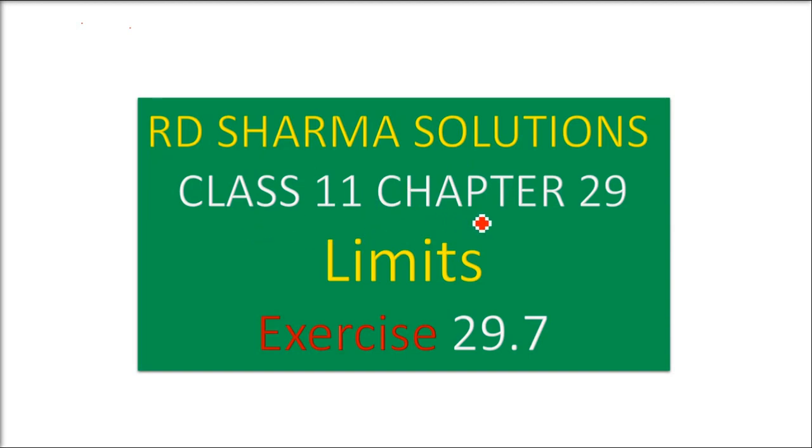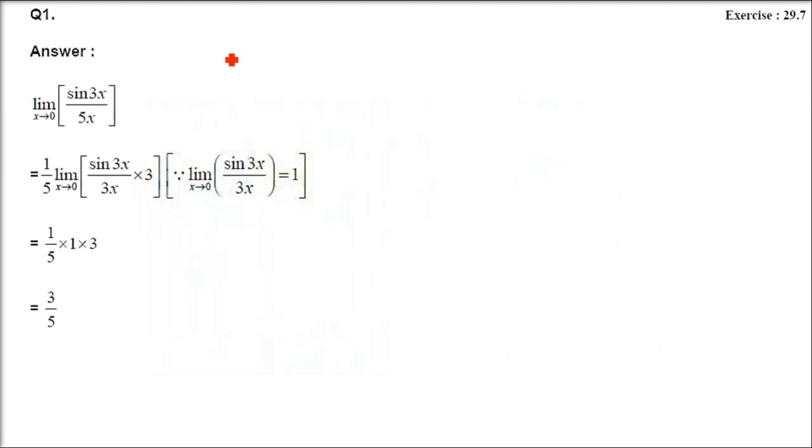This is R.D. Sharma solution, class 11, chapter 29, limits. Exercise is 29.7. Now here the questions are based on trigonometric limits. So there are around 60 questions here, and different editions may have different questions. So we have a few 3-4 NCERT questions also.